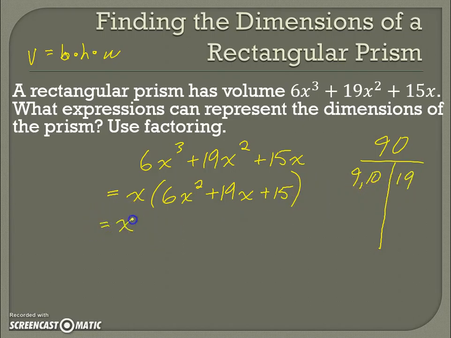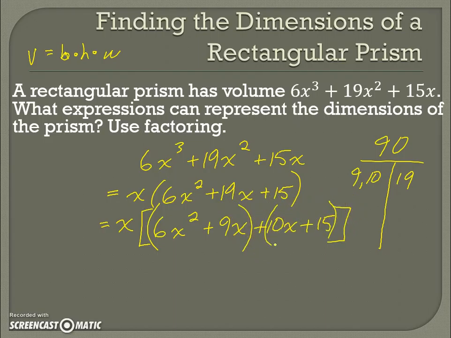So let's go ahead and write this out. I'm going to have 6x squared plus 9x plus 10x plus 15, and then I'm going to group them, just like we've been doing. So here, in that first one, I have a 3 and an x that can be pulled out. That leaves me with 2x plus 3. And then over here, it looks like I have a 5 that could be pulled out, and that leaves me with a 2x plus 3.